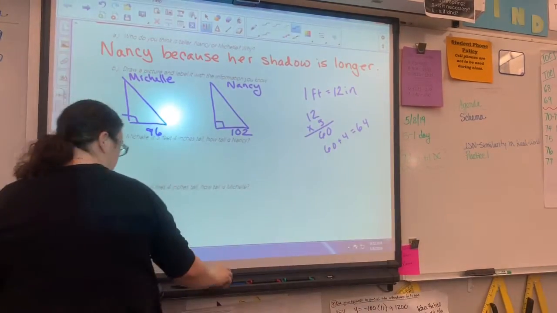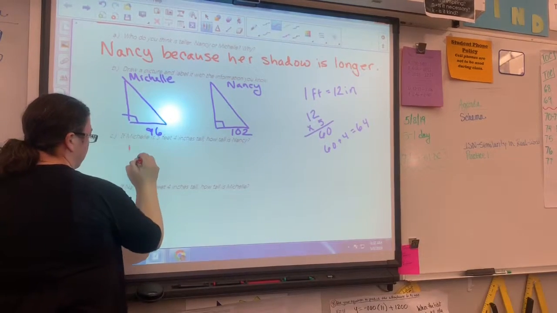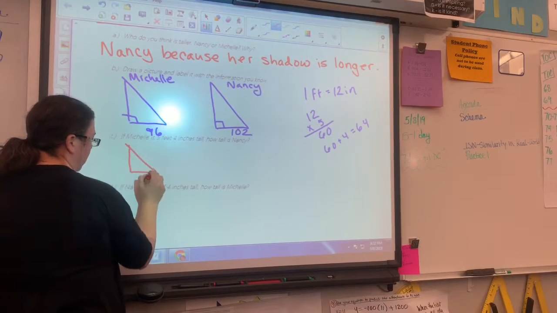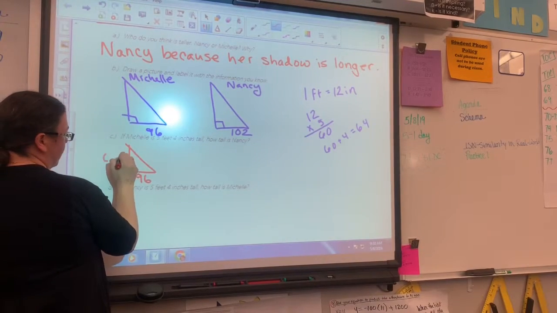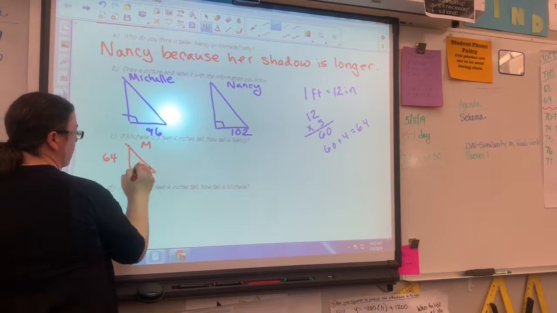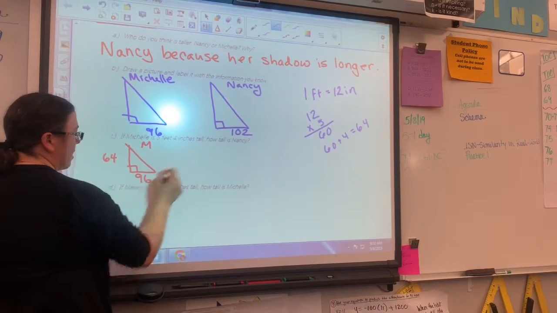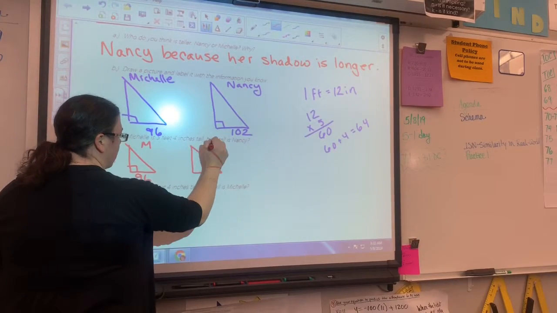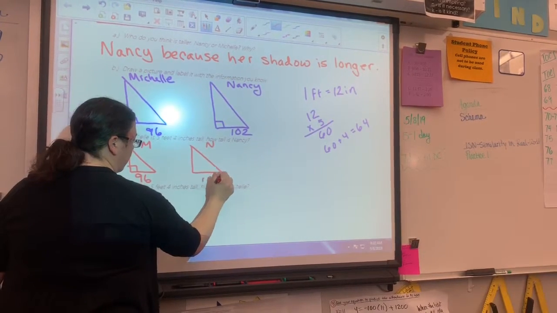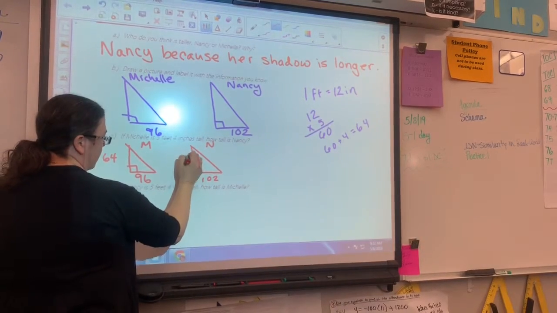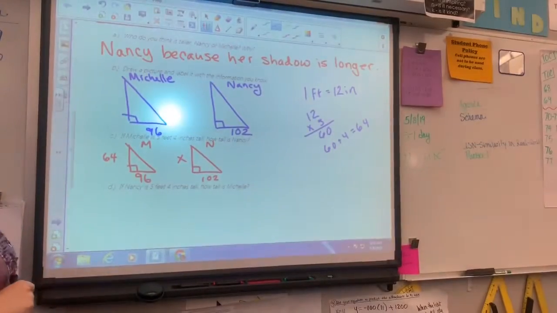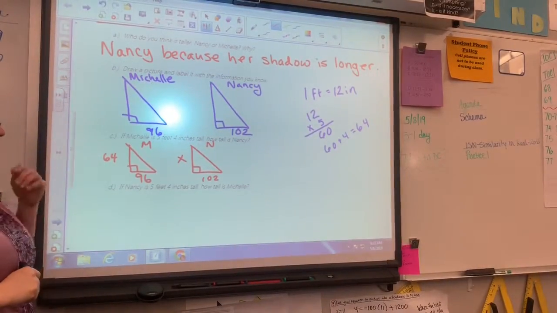So where would the 64 go on my picture? On the top left. I'm going to draw a new triangle. So 64 here, top left. That's Michelle. And then Nancy's shadow, 102 inches, at the bottom. And what do I put for her? Question mark or X. Okay. So how do I figure out how tall Nancy is?